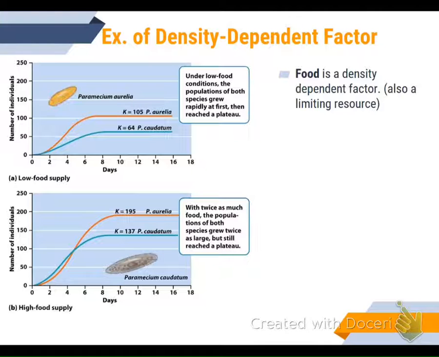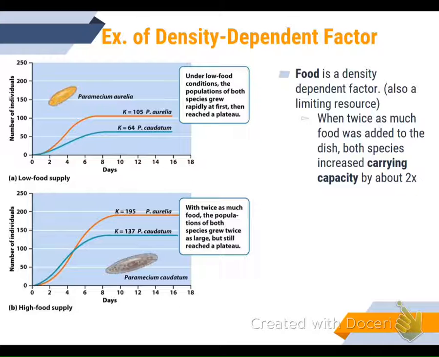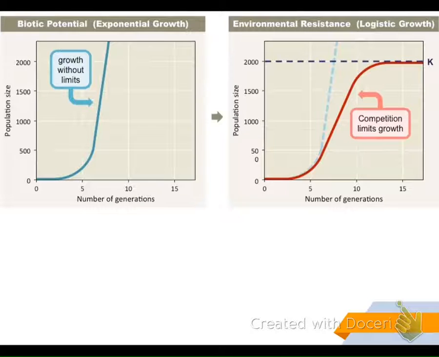An example of density dependent would be food. We've got 2 types of paramecium, Aurelia and Caudatum, where when you add twice as much food, look what happens between level 1 and level 2. In level 1, you can see that the Aurelia is at about 100 individuals in the area. However, when you double the food, it goes up to 195. Same thing basically happens with the other one.